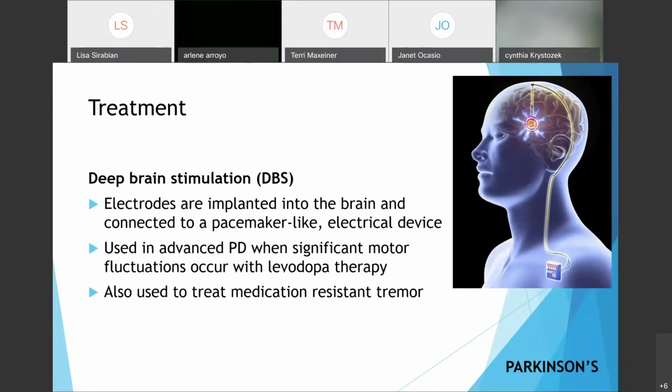One interesting thing that they can utilize is deep brain stimulation. So where electrodes are actually implanted into the brain and connected to a pacemaker-like device. And you can see that in the picture there. This is basically used for fluctuations, severe fluctuations, significant fluctuations in motor, and also medication-resistant tremor. So if they've tried the medications that we listed previously and not getting good results, and the motor activity really impairing quality of life, this may be an option.